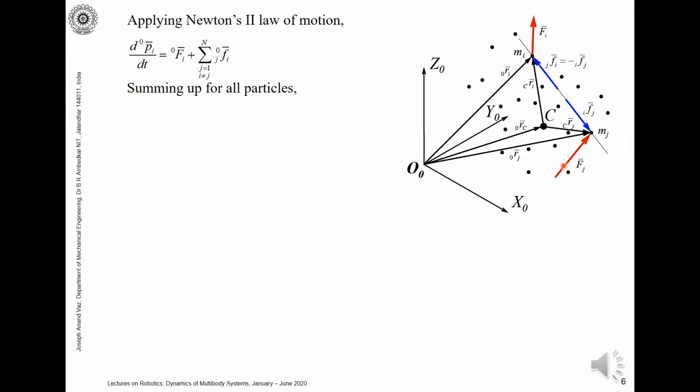Let us sum up all the equations for all the particles in the system. So that would appear like this. The summation of the rate of change of the linear momenta of all the particles will be equal to the summation of all the external forces. We are just putting a summation sign here, and a double summation appears here.